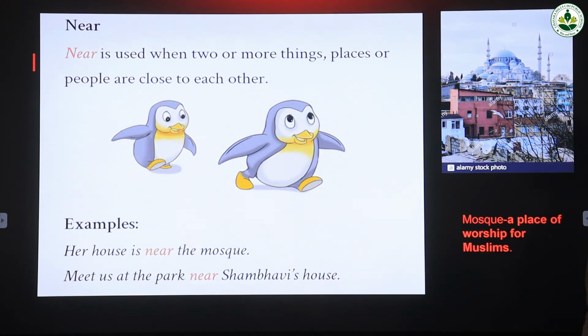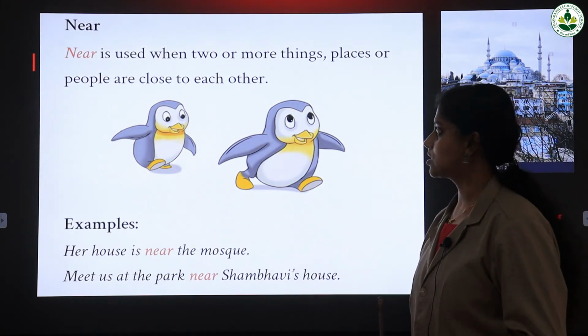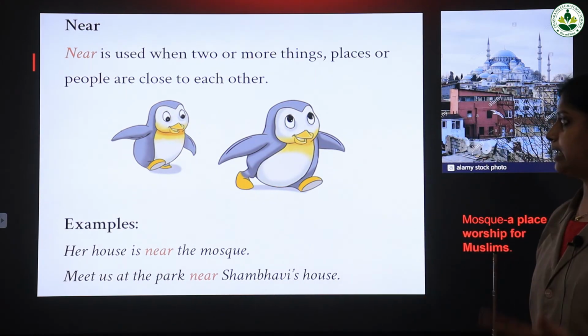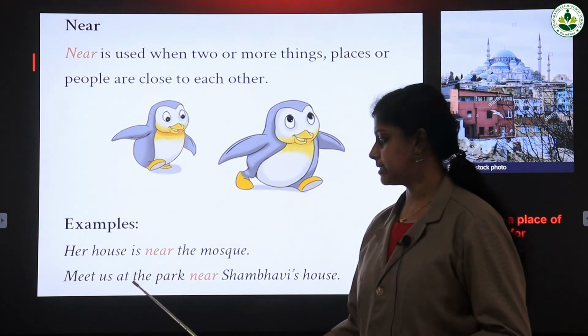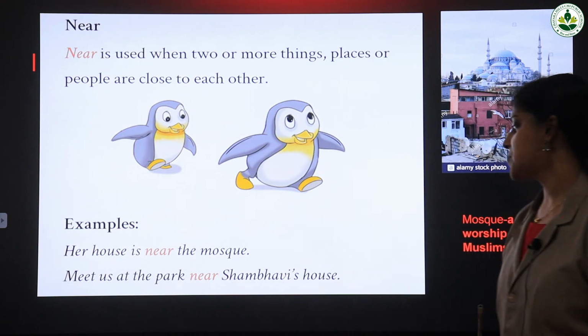Here the word mosque means a place of worship for Muslims. Okay, it is a prayer house. Her house is near the mosque. Here near is used when two or more things or places or people are close to each other. Next example. Meet us at the park near Shambhavi's house.